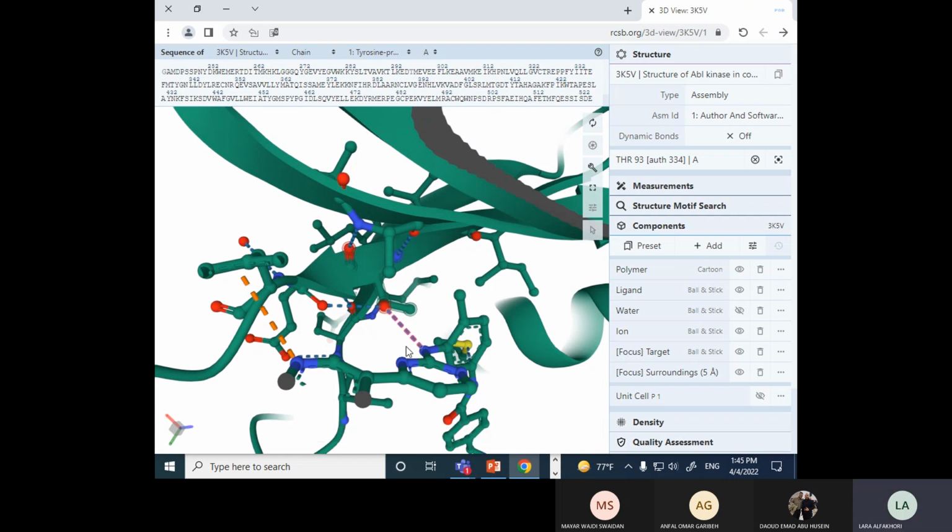This is a very crucial interaction. If you lose this interaction for imatinib in particular, the affinity decreases significantly. That is why if you change the threonine into isoleucine, which is hydrophobic in nature and unable to form hydrogen bond interactions, it will not interact with this nitrogen, that crucial interaction will no longer exist, and the binding affinity of imatinib to that mutated ABL will be much less.